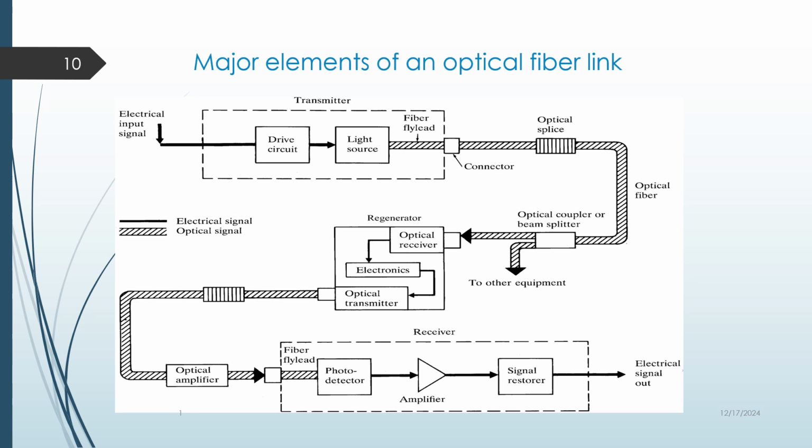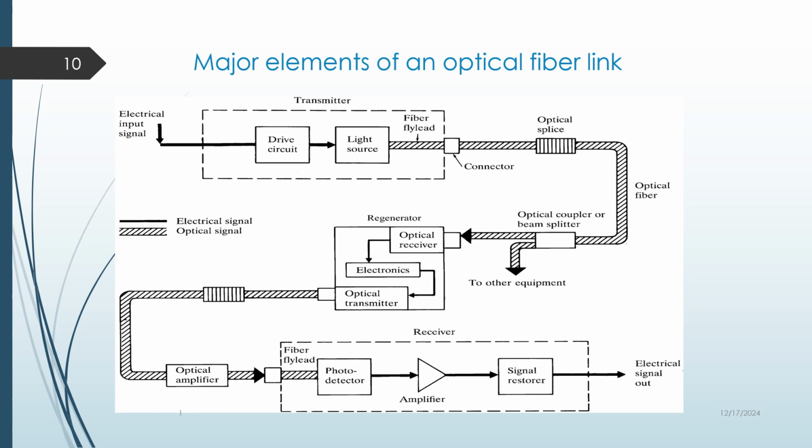Generally in communication we transmit electrical signals. Here in optical communication, you are going to transmit your information in the form of light. So the input signal will be an electrical signal that is first given to a transmitter circuit. The transmitter consists of a drive circuit, light source and fiber flylead. Here the dark lines represent signals transmitted in the form of electrical signal, and the shaded lines represent signals transmitted in the form of light signals.